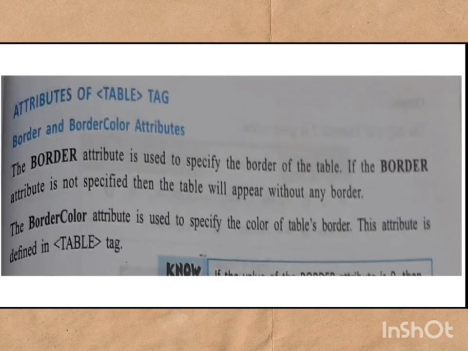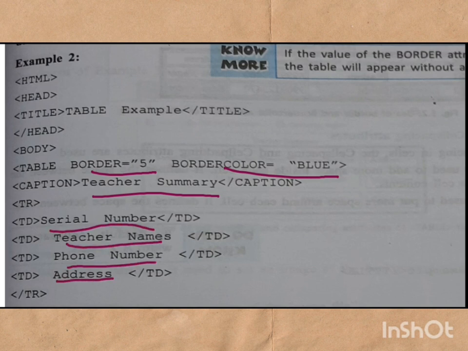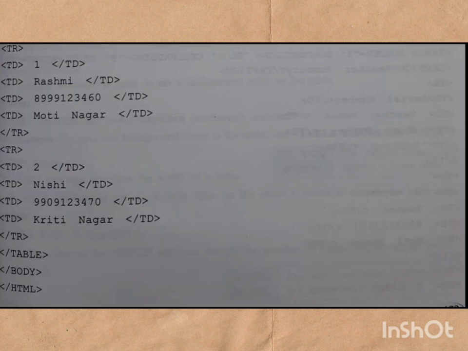Now class, next is the border that I have already told you, but border color I have not told you. We can have a border color also of our choice. For that we have border color as an attribute. So you can see that border they have given 5 and border color they have given blue. Teacher summary is a caption, so it will come at the top. These are 3 row headings. You can see that it will come, but they have given as TD, so it will not come bold. It will not come bold in your program.